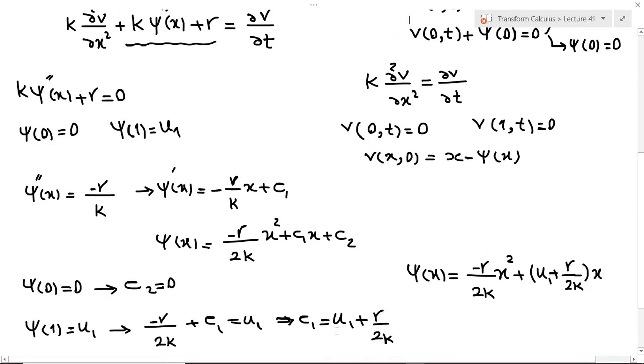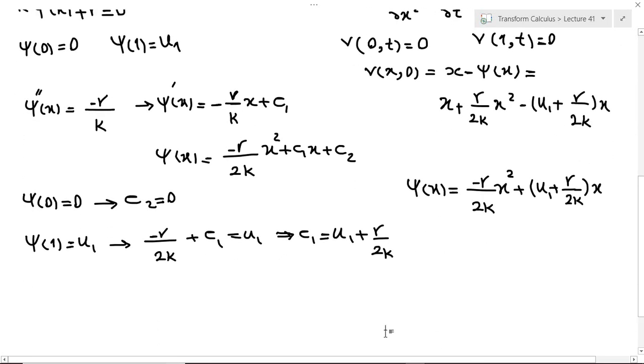First, we have to see what the initial condition of v is. So the initial condition, we had v of x and 0 is equal to x minus psi x. So it's equal to x minus psi x, which is r divided by 2k times x squared, so the minus becomes plus, minus u1 plus r divided by 2k times x. It's v of x and 0.